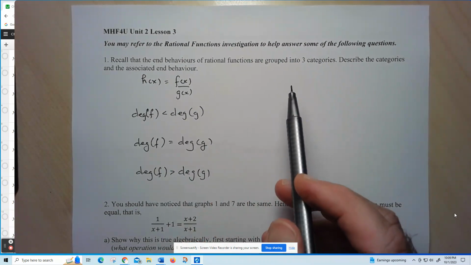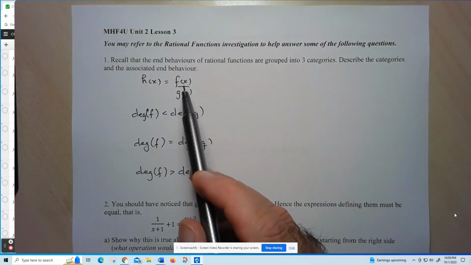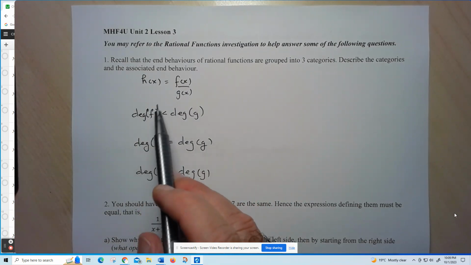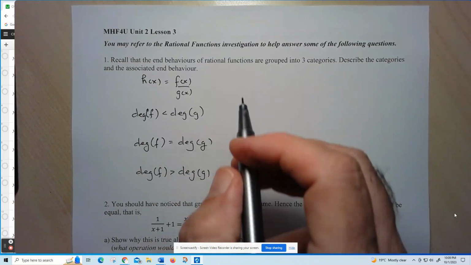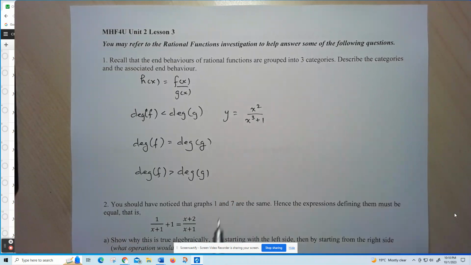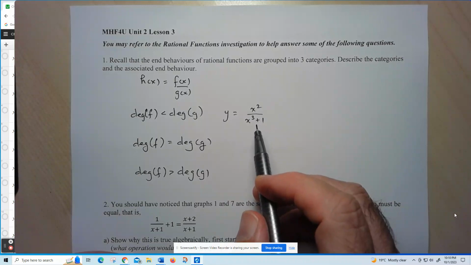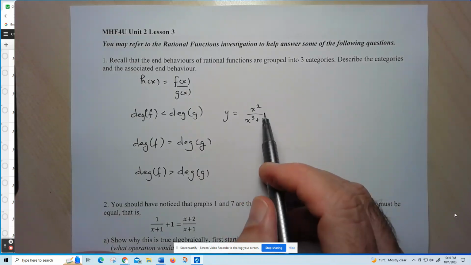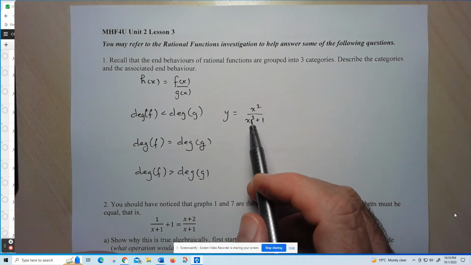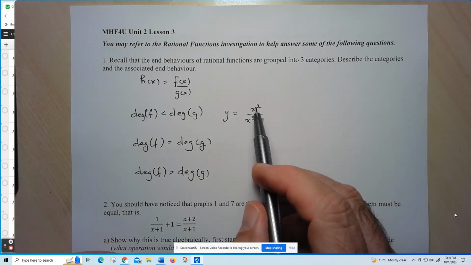So we saw that we could group rational functions into three categories, and those had to do with the degrees of the numerator and denominator, and in particular how they related to each other. So if the degree of the numerator was smaller than that of the denominator, so for example, if you have something like x squared over x cubed plus 1, we reasoned out that when it comes to end behavior, remember that we're only interested in very large x values, so as x approaches positive infinity, or very small x values as x approaches negative infinity, that the denominator, in this case here, increased more quickly than the numerator did.